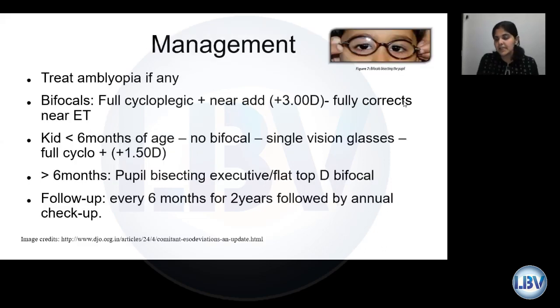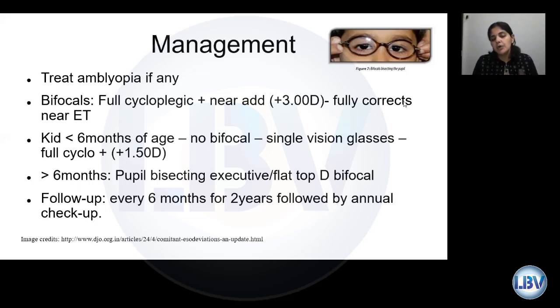The management here is you give again a full cycloplegic refraction, plus you give a near add, a +3 or a +2, whichever is the least power that will bring the eyes together and regain fusion. And you give that as a prescription to the child. For kids less than 6 months of age, no bifocal is given. It is just a single vision glasses, which will be the full cyclo plus an addition of 1.50 diopter spherical.